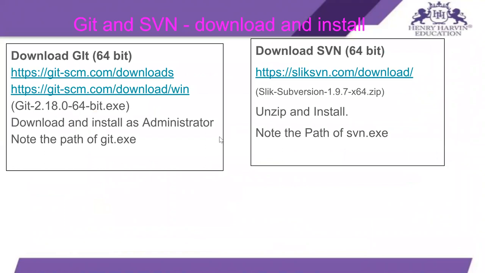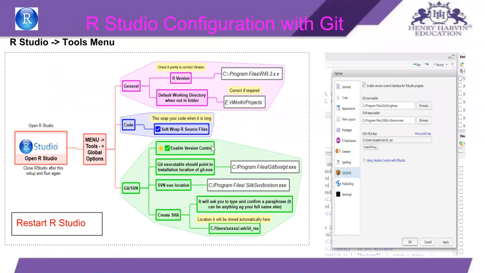When you are installing Git and SVN, please make sure that you do it as an administrator. Otherwise, the installation path will be at a different location, which is required to be configured in your R Studio. So in case you happen to install it in another folder, please make a note of where your Git and SVN have finally been installed. It is very important that you install R first, then R Studio, and then Git and SVN, as per the sequence.